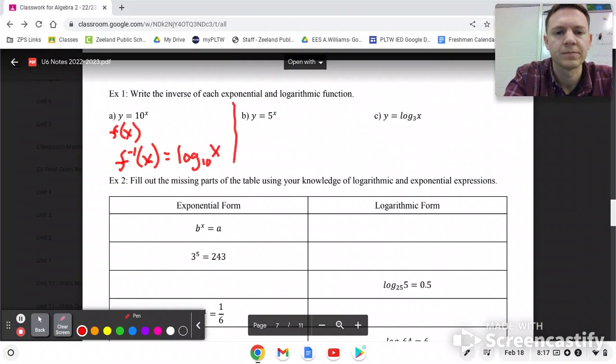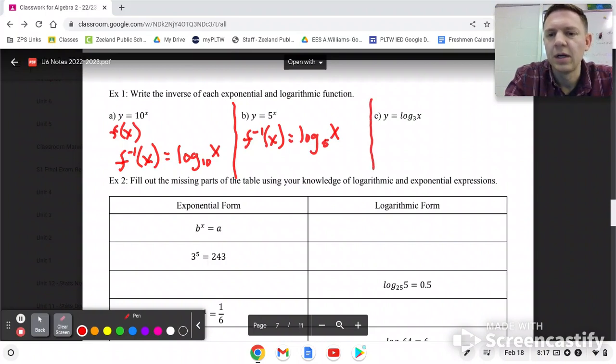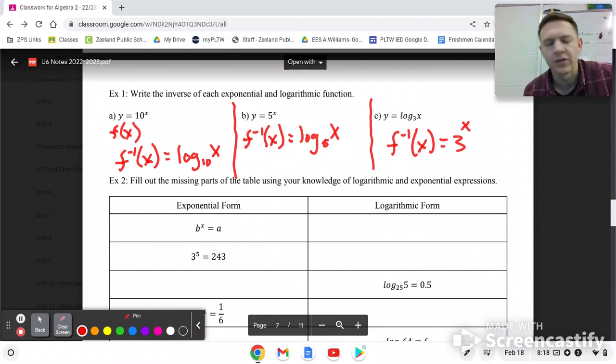All right. Those are inverses of each other. f of x equals 5 to the x gives us f inverse of x equals log base 5 of x. Those two things are inverses of each other. And then f of x equals log base 3 of x. We just have to go backwards now. So that becomes f inverse of x equals 3 to the x. All right, and that's one that was on the other page.